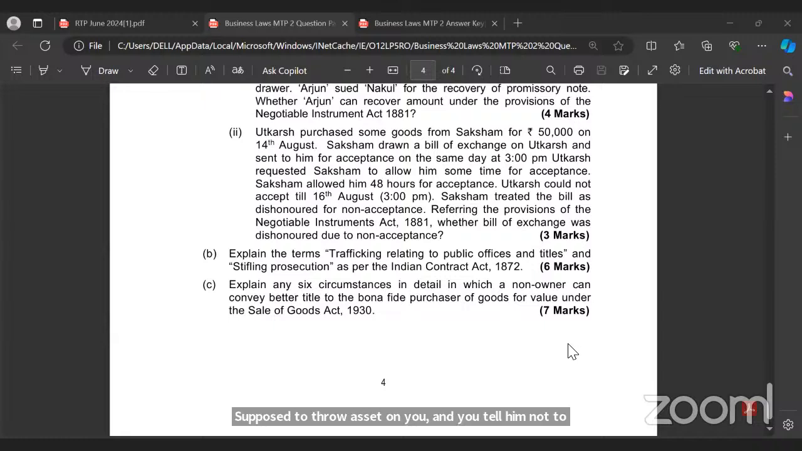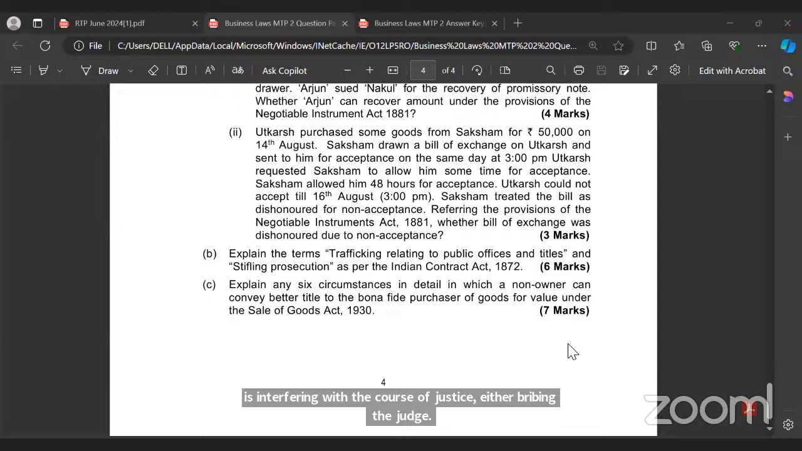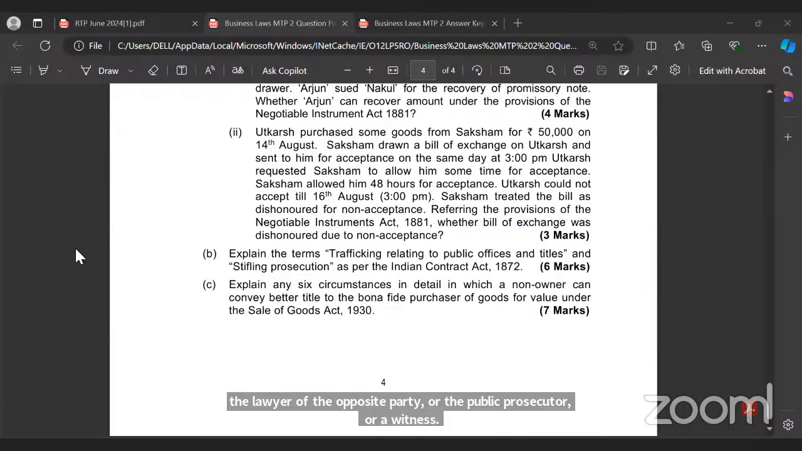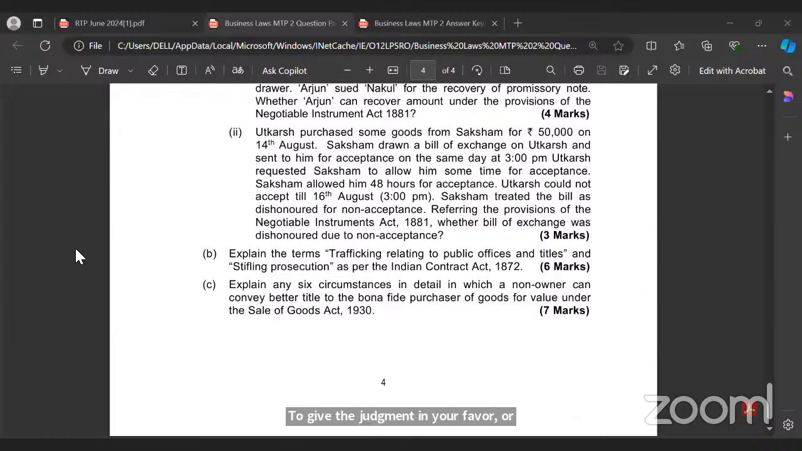What is interfering with the course of justice? Either bribing the judge or the lawyer of the opposite party or the public prosecutor or a witness to give the judgment in your favor or to give evidence in your favor is called interfering with the course of justice. What is it called? Interference in course of justice.